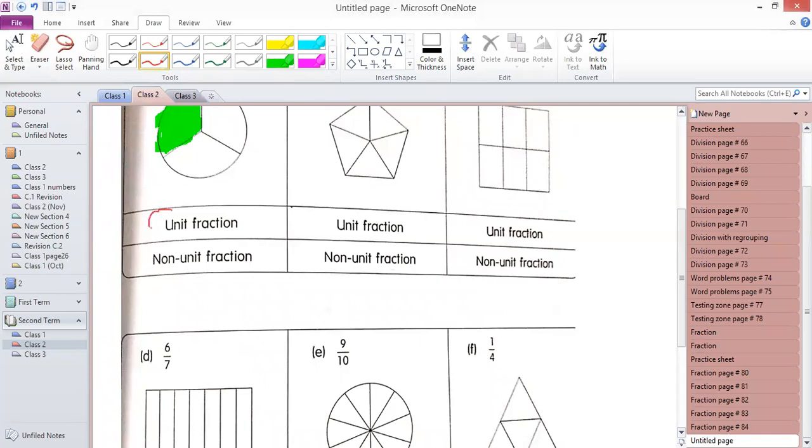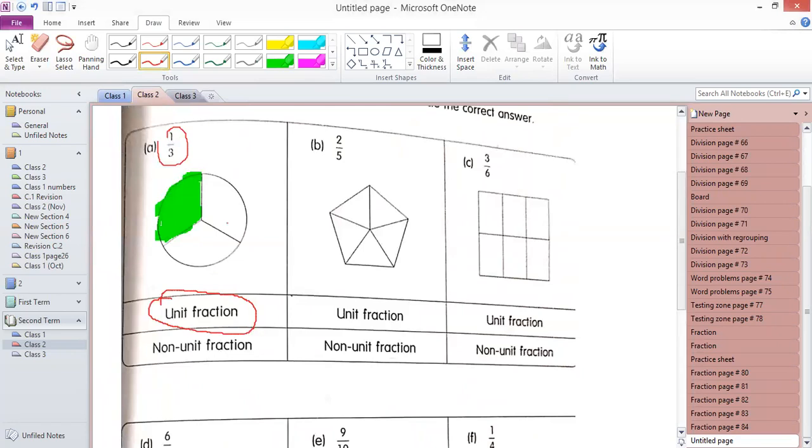So you will circle the unit fraction. This worksheet I will give you when I give you the fraction worksheet, this will also be included. Okay. So you will tell me at that time. You will solve it by yourself at that time.